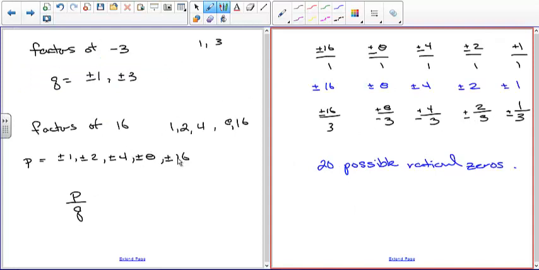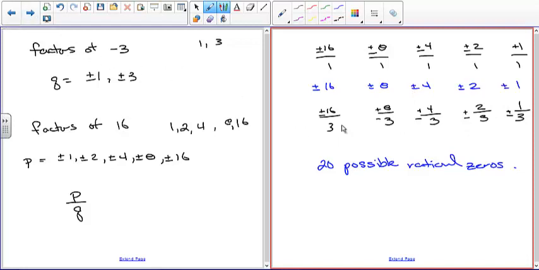So taking these 5 numbers, dividing by 1, and then putting plus or minus in front of them, and simplifying, gives me the factors. These are the P divided by Q terms. Likewise, you can do the same thing. You take each one of these 5 numbers, divide by the other 3, so you get plus or minus each one of those. So 20 possible rational zeros.